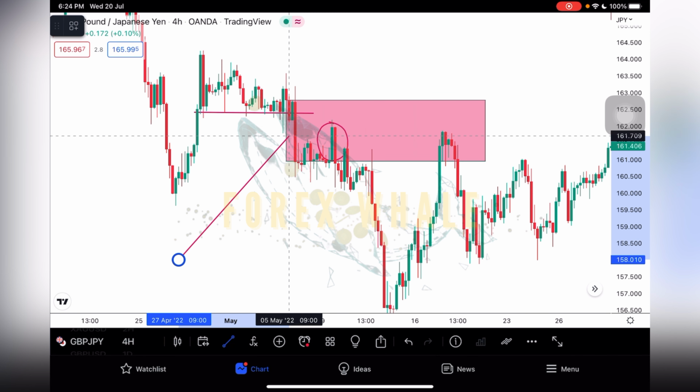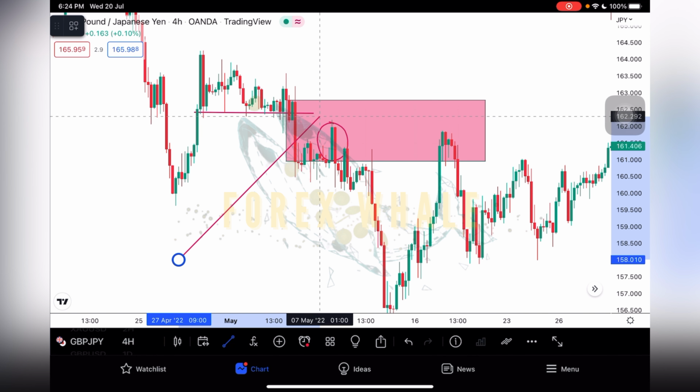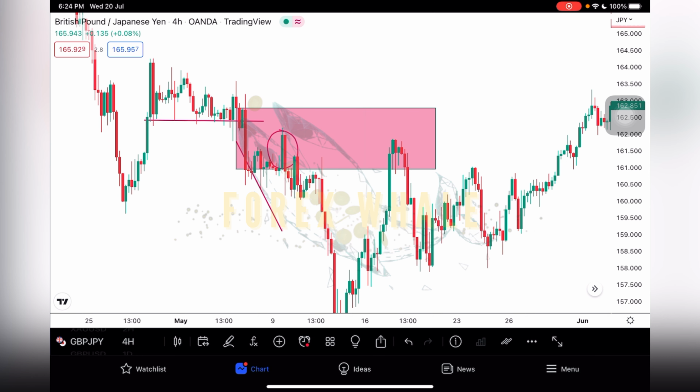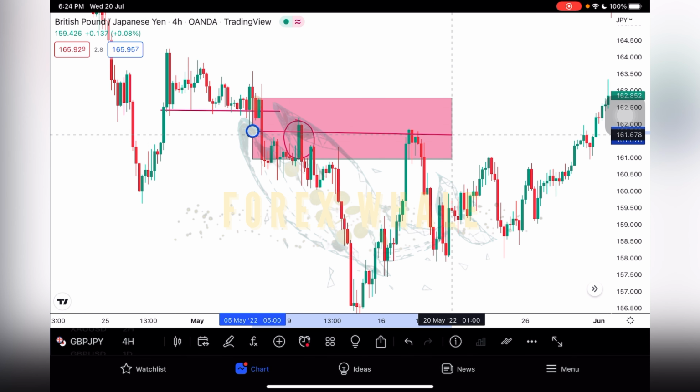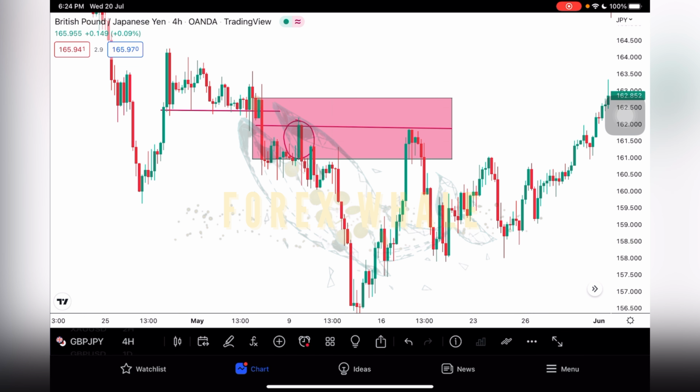Some people will just wait. Once price has formed this bearish engulfing, I will wait for price to retest. And maybe that retest created a resistance level like this one. And once that is done, I'll place my entry. Some people will just wait for the breakout, pullback, entry.